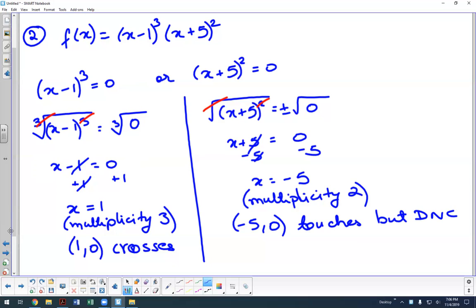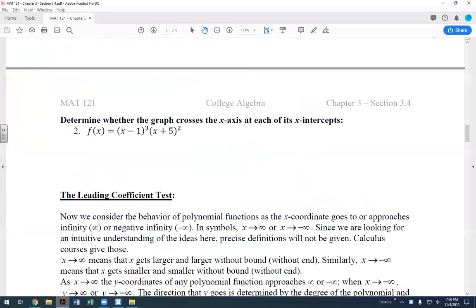And obviously not all functions will be given to us in the factored form. So for some of them, we may need to factor them ourselves to see what kind of multiplicities our factors will have. Any questions about number 2? Okay, so we've looked at symmetry. We've looked at the behavior at x-intercepts. Now let's talk about the shape of the graph itself. What does the leading coefficient test tell us?